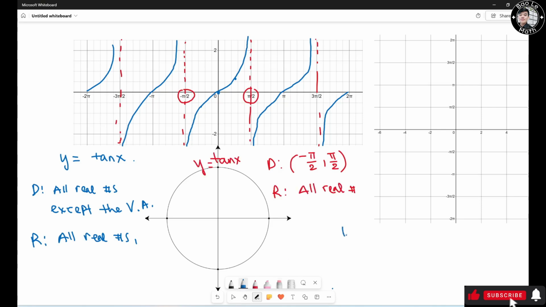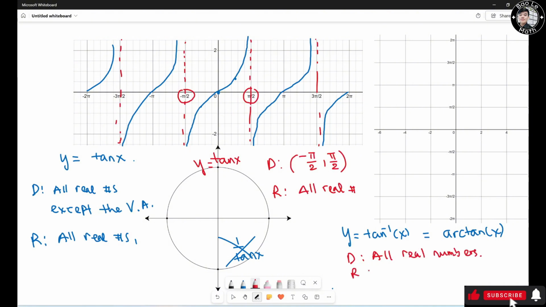So the inverse should be y equals tangent inverse of s, or we just write tangent inverse of s, right? But we're not going to write 1 over tangent s, right? So this is completely wrong, alright? So the domain in this situation should be all real numbers, right? And the range should be negative pi over 2 to pi over 2, right? Now, 2 vertical asymptotes become 2 horizontal asymptotes, right? So it could be right here. And then if you graph it, it's going to be something like this.